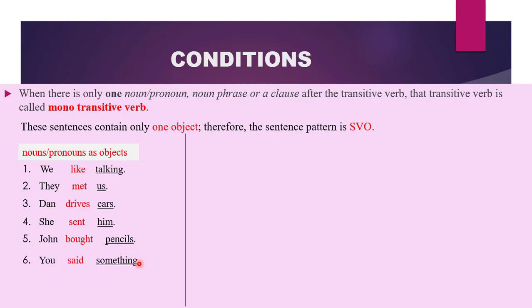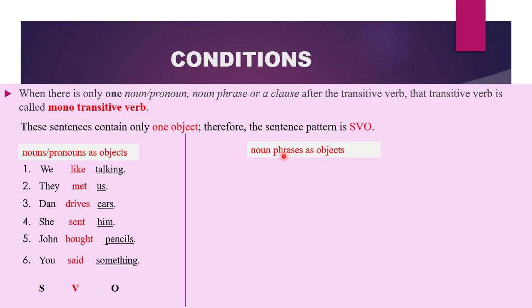You said something. Said is a transitive verb. And what comes after it? Something. Therefore, what was said? Something. Something is receiving the action. Therefore, it becomes our object. So the whole of this is an SVO pattern. It contains one subject, a verb, which is an action word, and then a noun or a pronoun as objects.